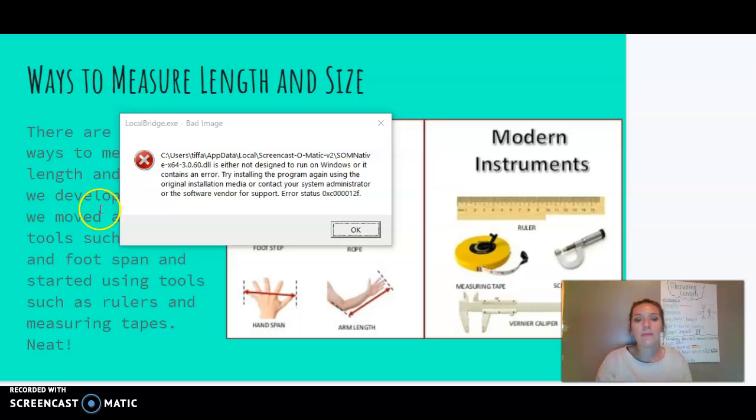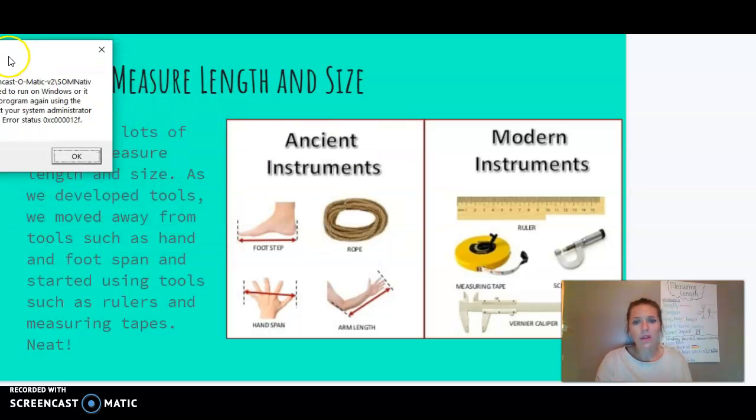So here are some neat ways or some neat instruments that were used. We know about using the foot. I used the hand. You could use your arm length, like from elbow to palm or from shoulder to palm. And sometimes they would use rope. Okay, and then modern instruments, we are very familiar with using rulers, with using measuring tapes.